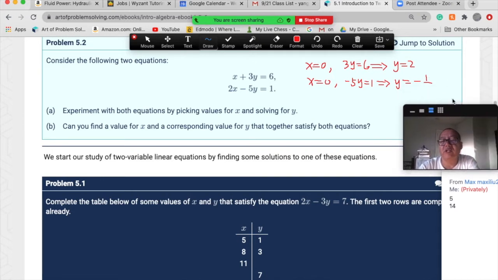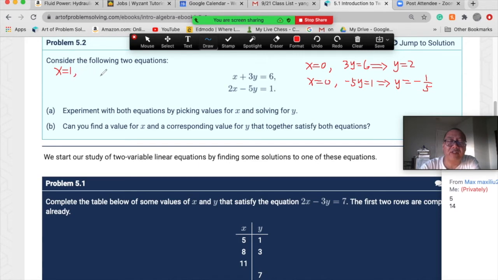So these two values for y, they're not the same. That means we're not lucky. That means x equals 0 is not a solution of this equation. Now let's try x equals 1.